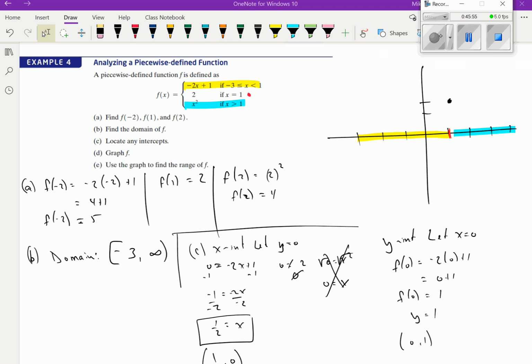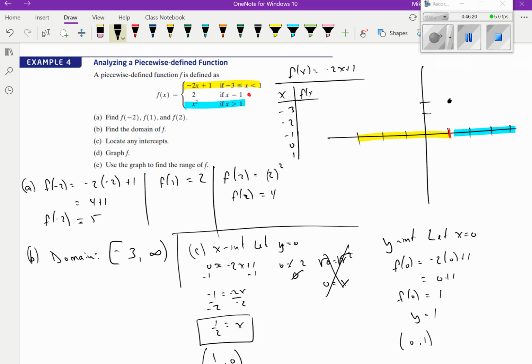So let's get our pen tool here again. I'm doing f of x equals -2x plus 1. Let's use some x and f of x, a little t-chart here. I can do -3, -2, -1, 0, 1, because those are the integer values that I'm located at.